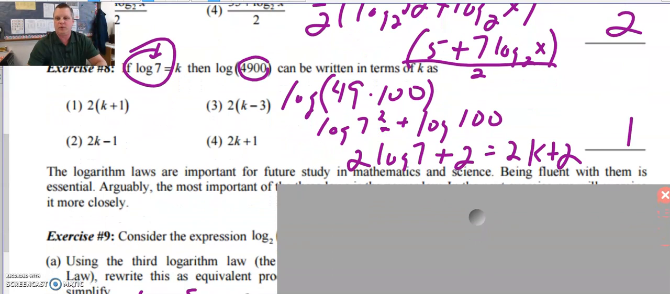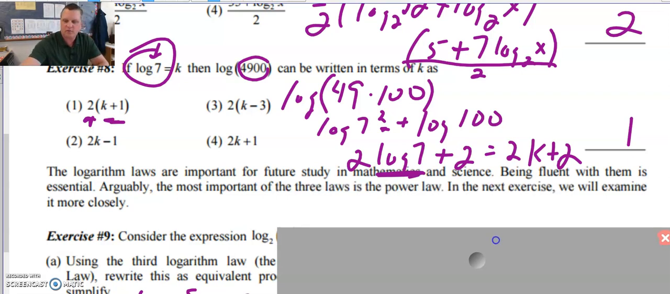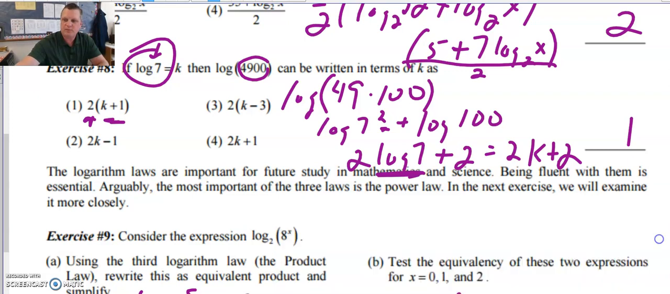2 log 7 plus 2. Where did that 2 come from? Log 100. Log 100 is 2. Log 7 is k, so 2k plus 2. And then what did they do? They factored out the 2, and you're left with k plus 1. So 2k plus 2 will factor to 2 parentheses k plus 1. And I know I might be going a little fast. Slow it down, whatever, so that way you can see it.